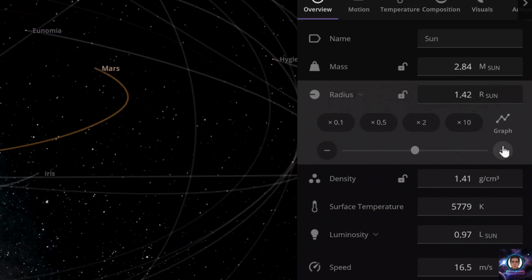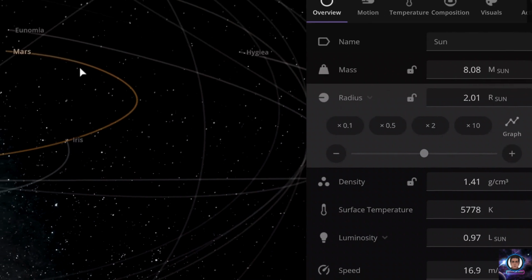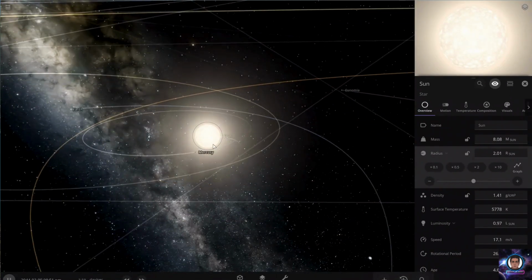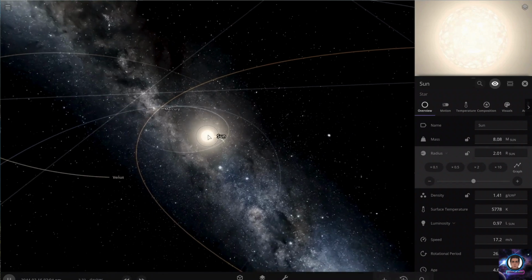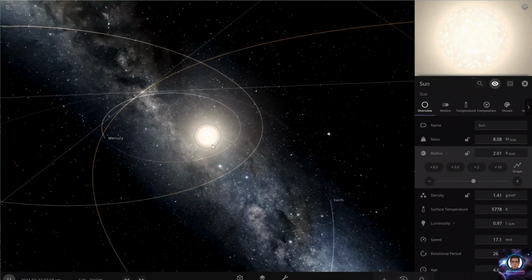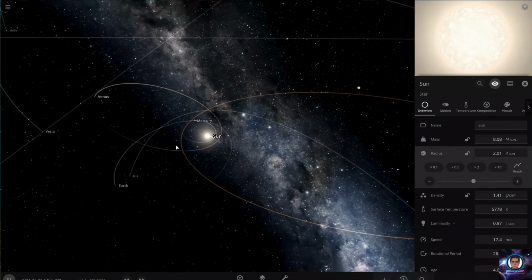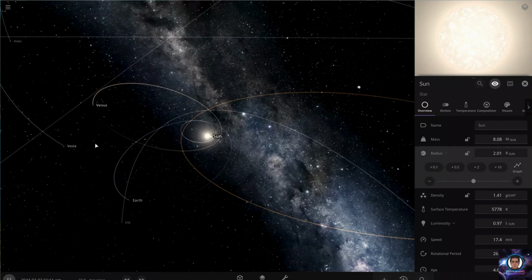For example, right now I'm increasing it to twice the radius of the sun, and we can see the results in the simulation. You can see in here all the orbits have been changed and the sun is bigger now, and there are lots of differences in the orbits of all the planets.